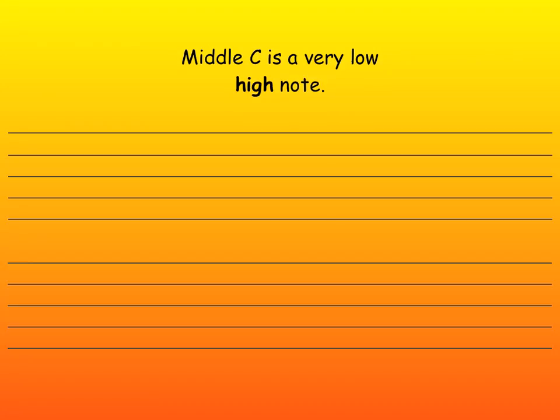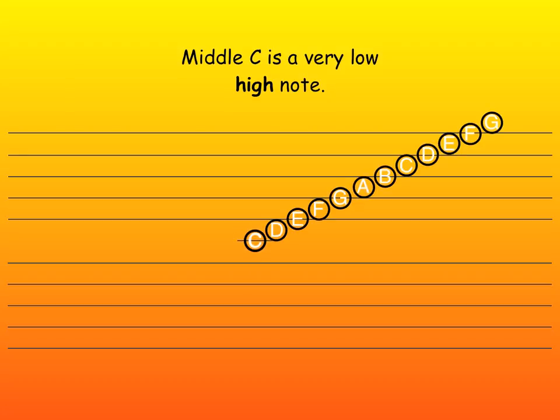But middle C is also a very low high note. So here's a bunch of high notes, and when we get to the bottom of the high notes, there it is, middle C. It's a low high note.